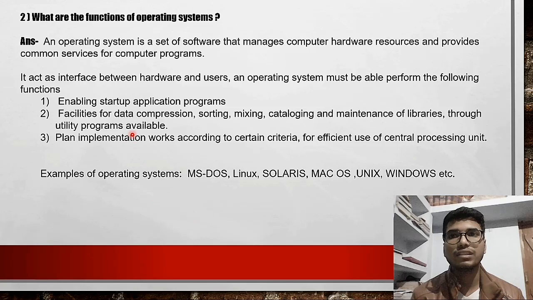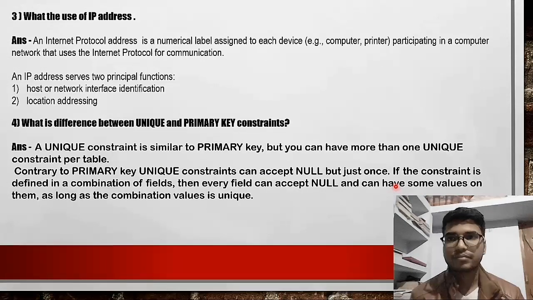Okay, next is, what are the functions of an operating system? These are the functions of an operating system: enabling startup of application programs, facilitating data comprehension, sorting, mixing, cataloging. Mainly it acts as an interface between the hardware and the user. It manages the computer hardware resources and provides common services for computer programs. And these are the examples: MS-DOS, Linux, Solaris, Mac operating system, Unix, Windows, which we are working on.